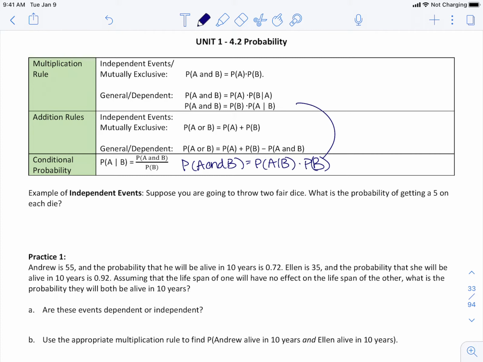All right, an example of independent events. Suppose you're going to throw 2 fair dice. What's the probability of getting a 5 on each die? So it's 1/6 on the first, 1/6 on the second. That's going to give us 1 out of 36.